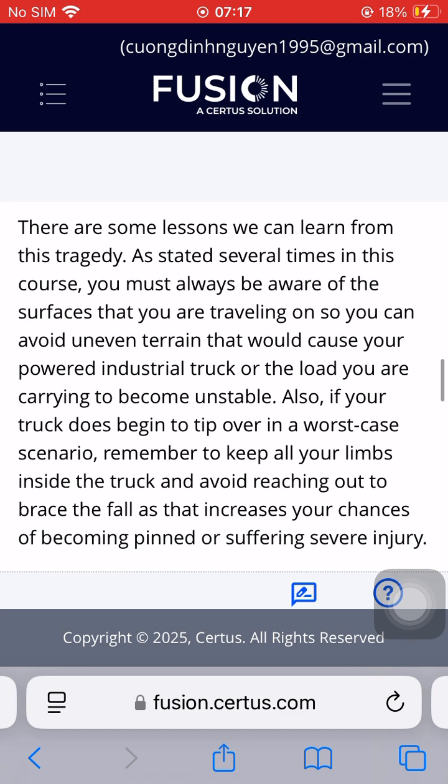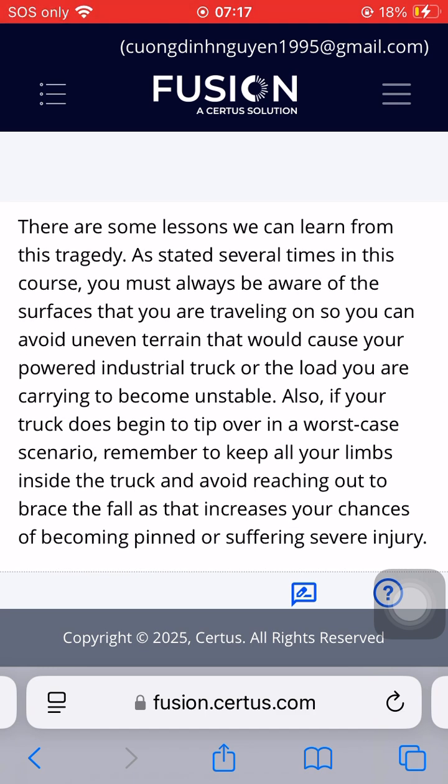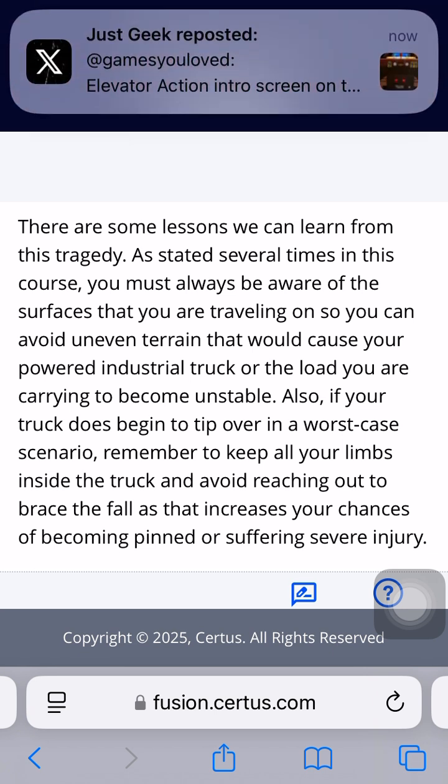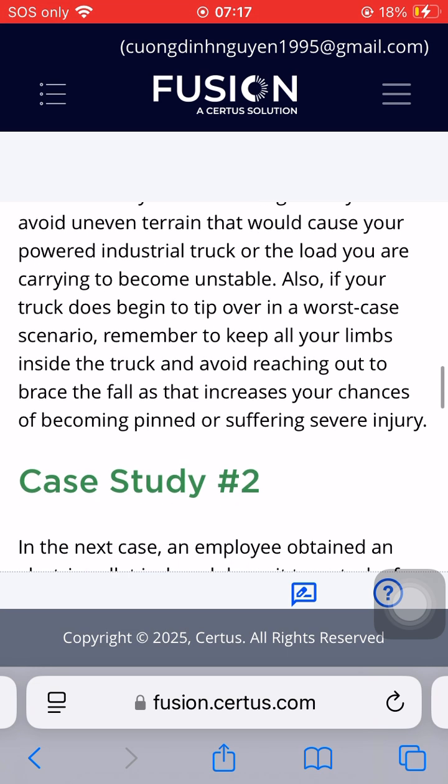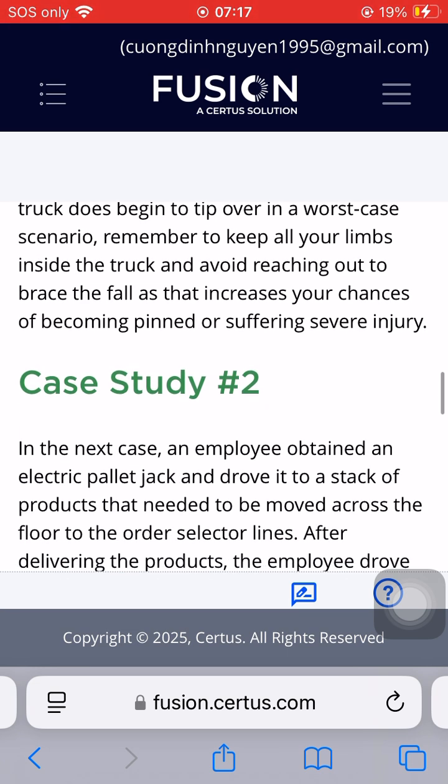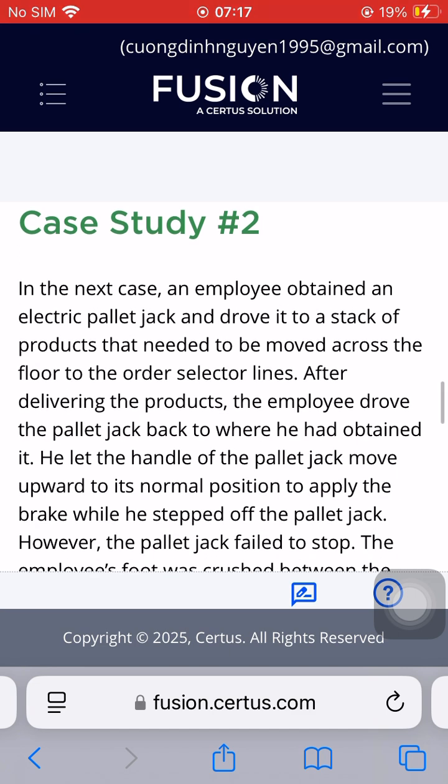There are some lessons we can learn from this tragedy. As stated several times in this course, you must always be aware of the surfaces that you are traveling on so you can avoid uneven terrain that would cause your forklift or the load you are carrying to become unstable. Also, if your powered industrial truck does begin to tip over in a worst-case scenario, remember to keep all your limbs inside the truck and avoid reaching out to brace the fall, as that increases your chances of becoming pinned or suffering severe injury. Case study number 2.